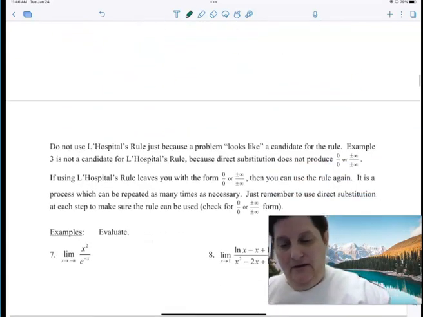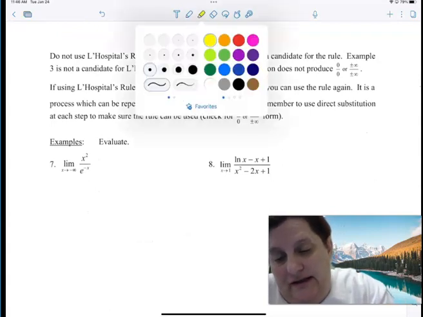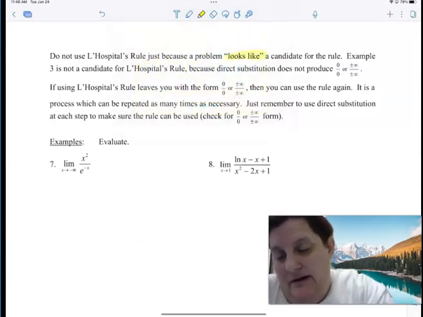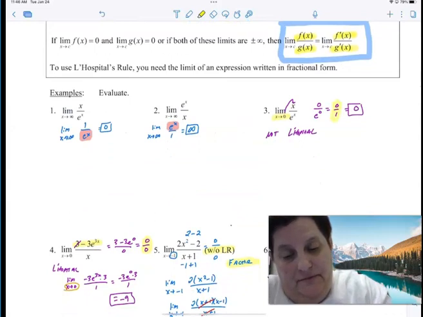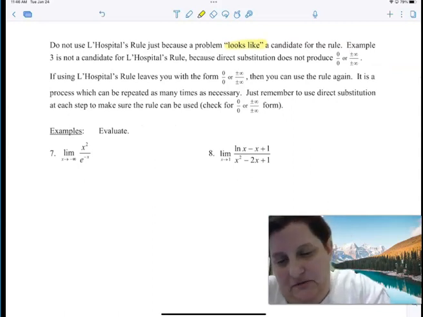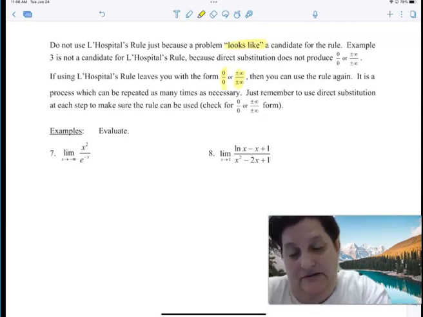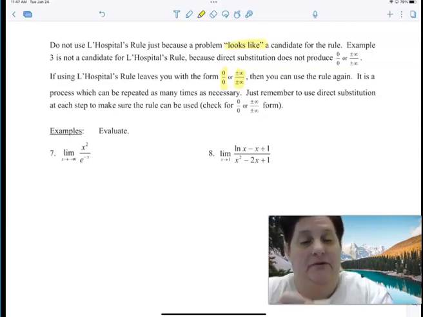Okay, this is saying don't use L'Hopital's rule just because it looks like it should work. Example 3 is not L'Hopital's because direct substitution is not 0 over 0 or infinity over infinity. It was 0 over 1. So don't use it all the time. You have to check first. If using it leaves you with the form 0 over 0 or infinity over infinity, you can use it again. It's a process which can be repeated as many times as necessary. Just remember to use direct substitution at each step to make sure that the rule can be used.